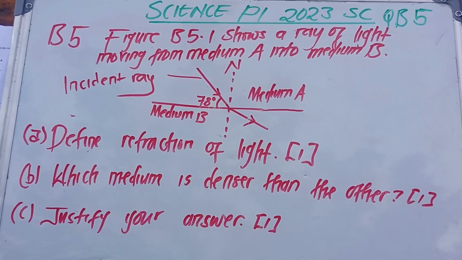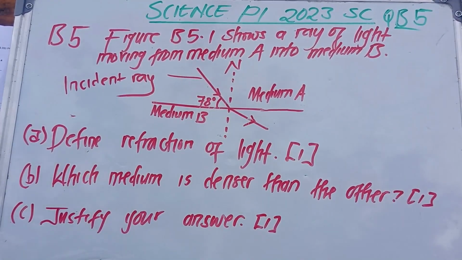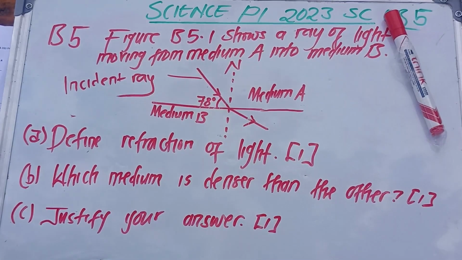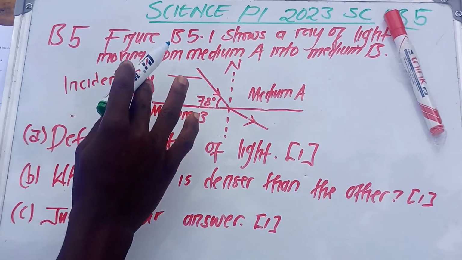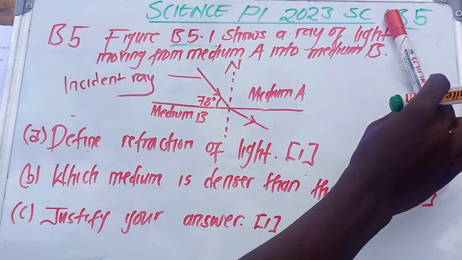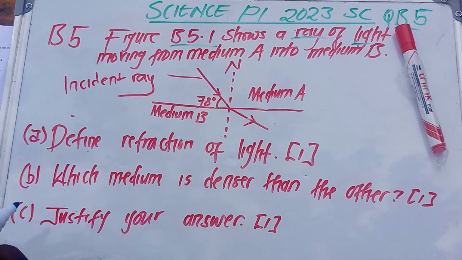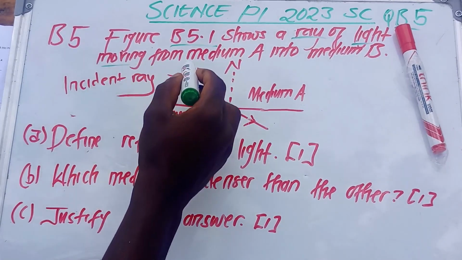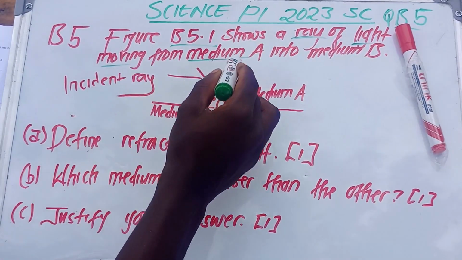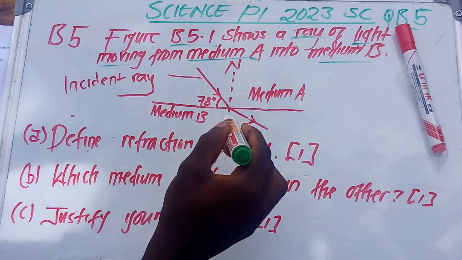All right, so here we are having question B5. We are having question B5 of Science Paper 1, 2023. And the question reads, figure B5.1 shows a ray of light moving from medium A into medium B. Okay, so this is a figure they are talking about.